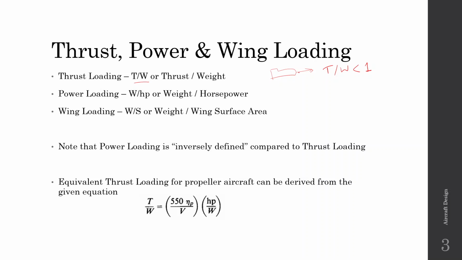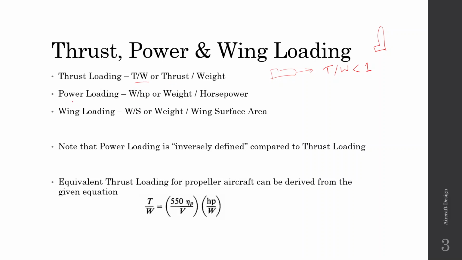A normal aircraft which is flying straight cannot climb vertically up. But a fighter aircraft which has a T by W more than 1 can also climb vertically up. An aircraft with a higher thrust loading will climb faster, it can go faster, max velocity will be higher, rate of climb will be higher. But the disadvantage is that the higher thrust may require a bigger engine, which will increase the weight, and also the fuel consumption might be high.